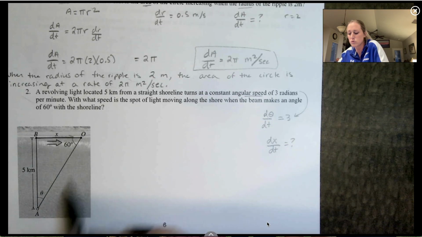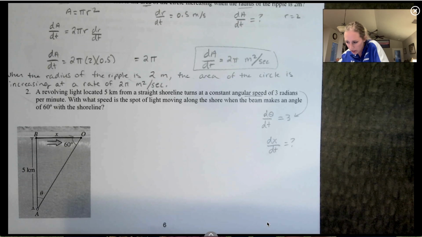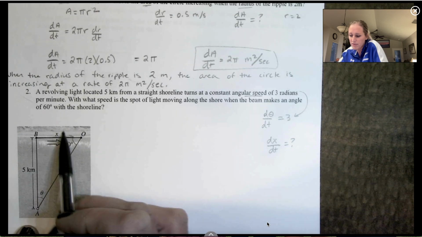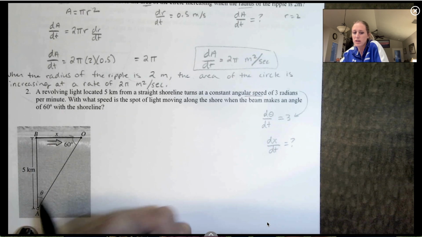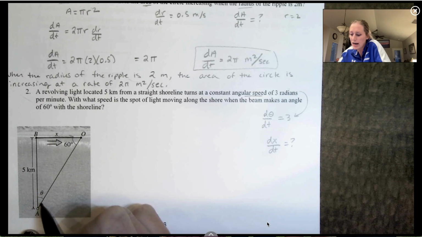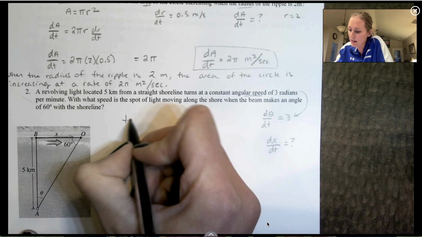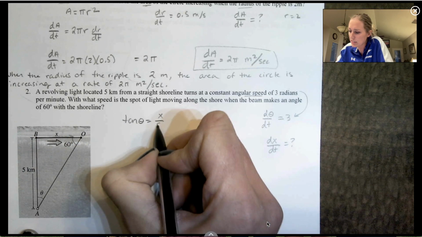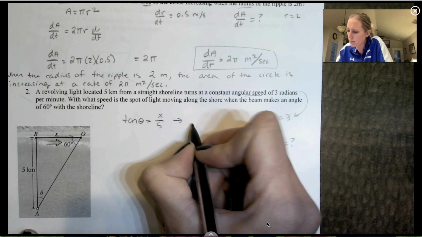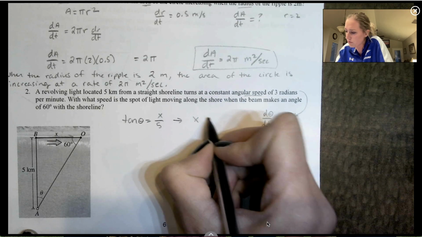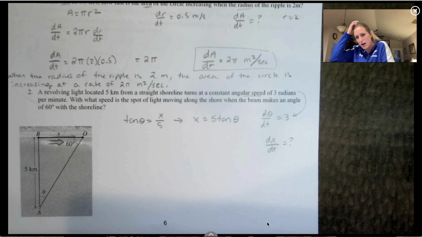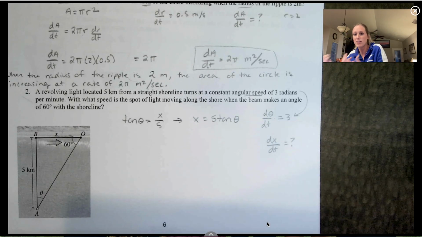So if I go back to my right triangle, we have our angle theta, and we have x, and we have 5. So we have some right triangle trig ratios. I could say the tangent of theta is equal to opposite over adjacent, which for me is this. And I'm actually going to multiply both sides by 5 and just say that x is equal to 5 times the tangent of theta.